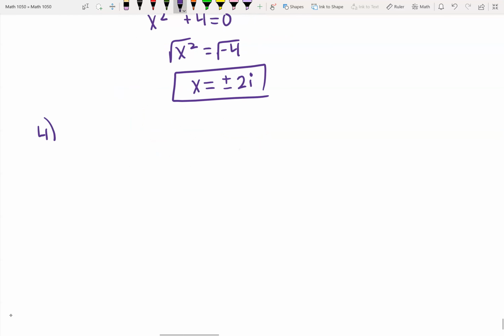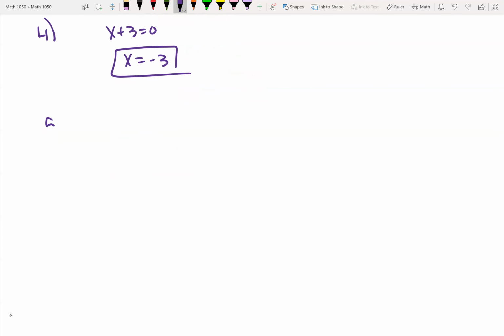If x plus 3 is a factor, then what's the solution? Well, if you set x plus 3 equal to 0, you'd get x equals -3. That's it. Okay, question 5.